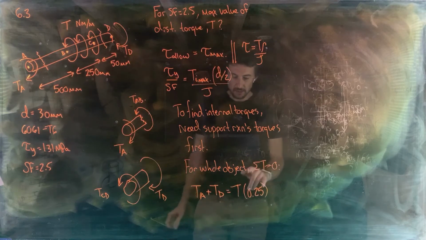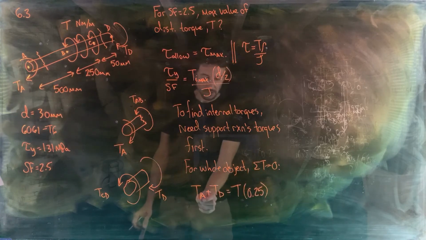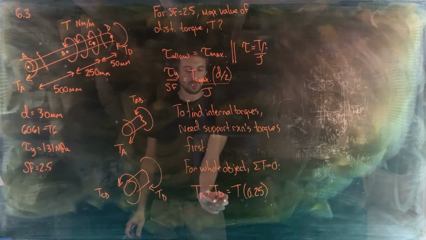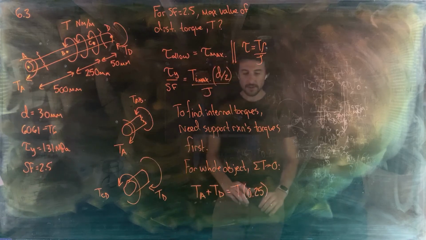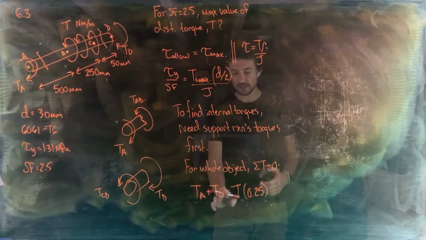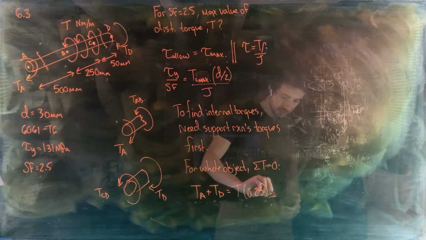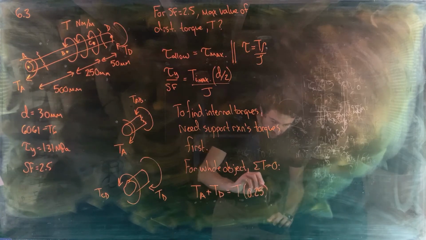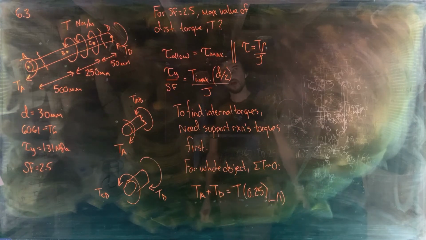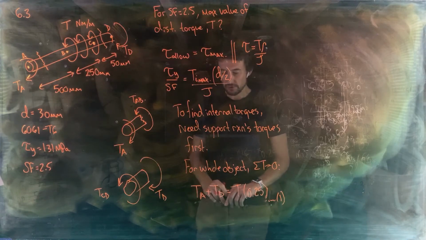The problem is that we've got no way of knowing how much of this applied torque goes into support A and how much goes into support D. So this is one of those problems that's statically indeterminate, right? We can't figure out TA and TD in terms of T without another equation. So let's just label this here as equation 1. So we need another equation with these same variables in it in order to solve.